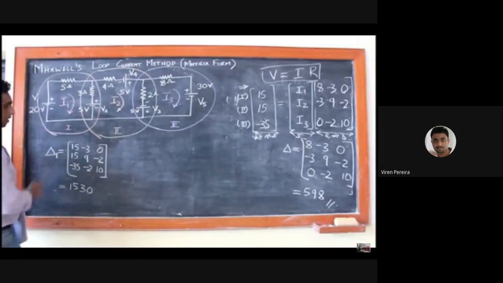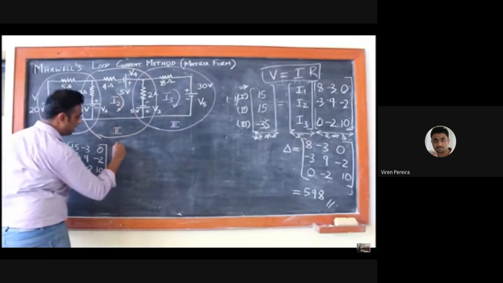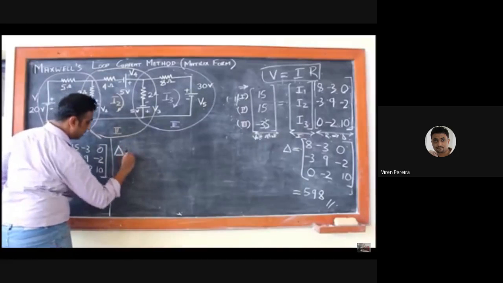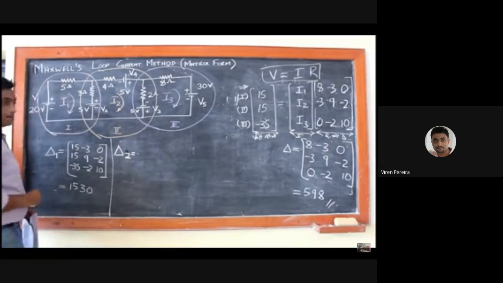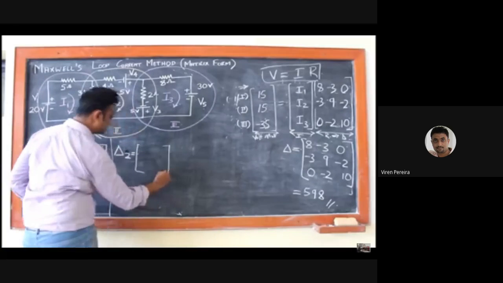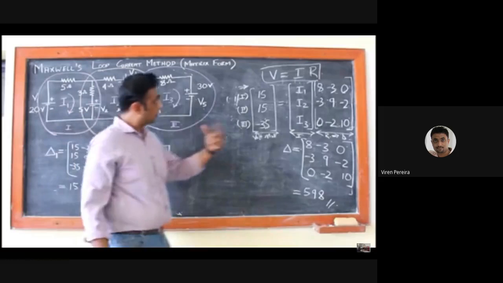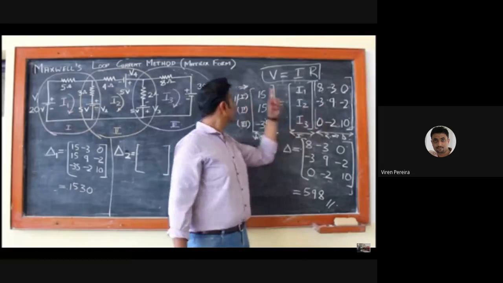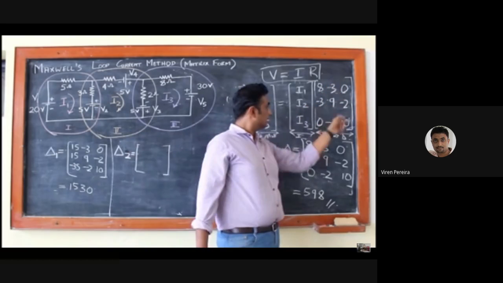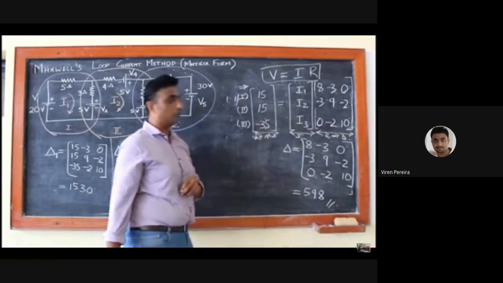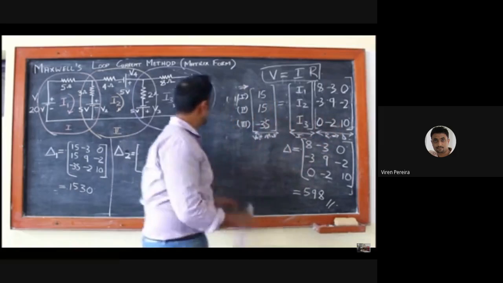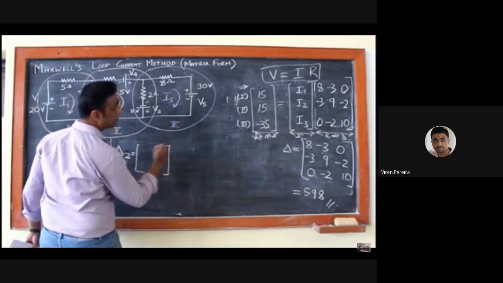In the same way how I got delta 1, I can find out the value for delta 2. Now delta 2 is also similar to your resistance matrix. For delta 1, we replace the first column with the voltage matrix. For delta 2, we have to replace the second column with your voltage matrix. So the second column is replaced with your voltage matrix, and the rest will remain the same.